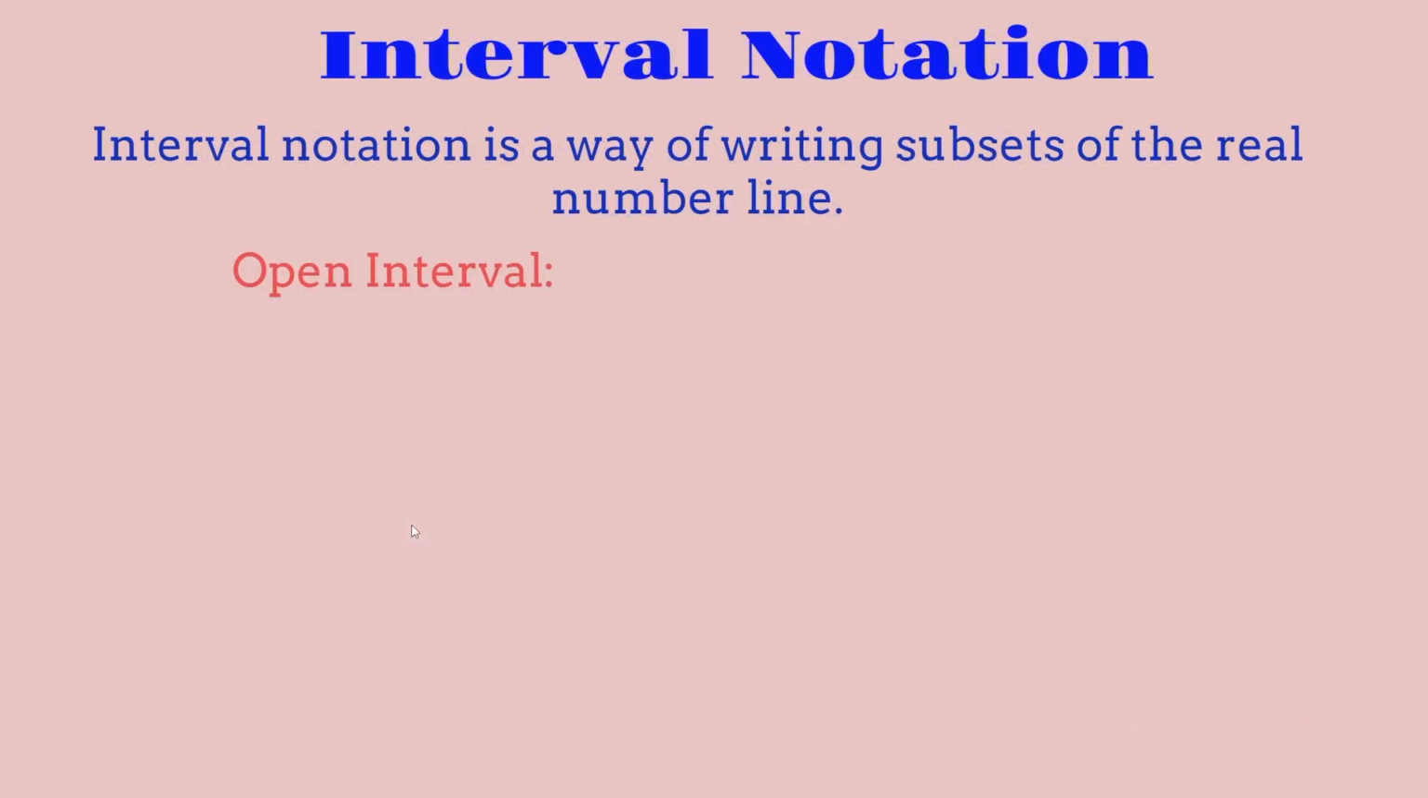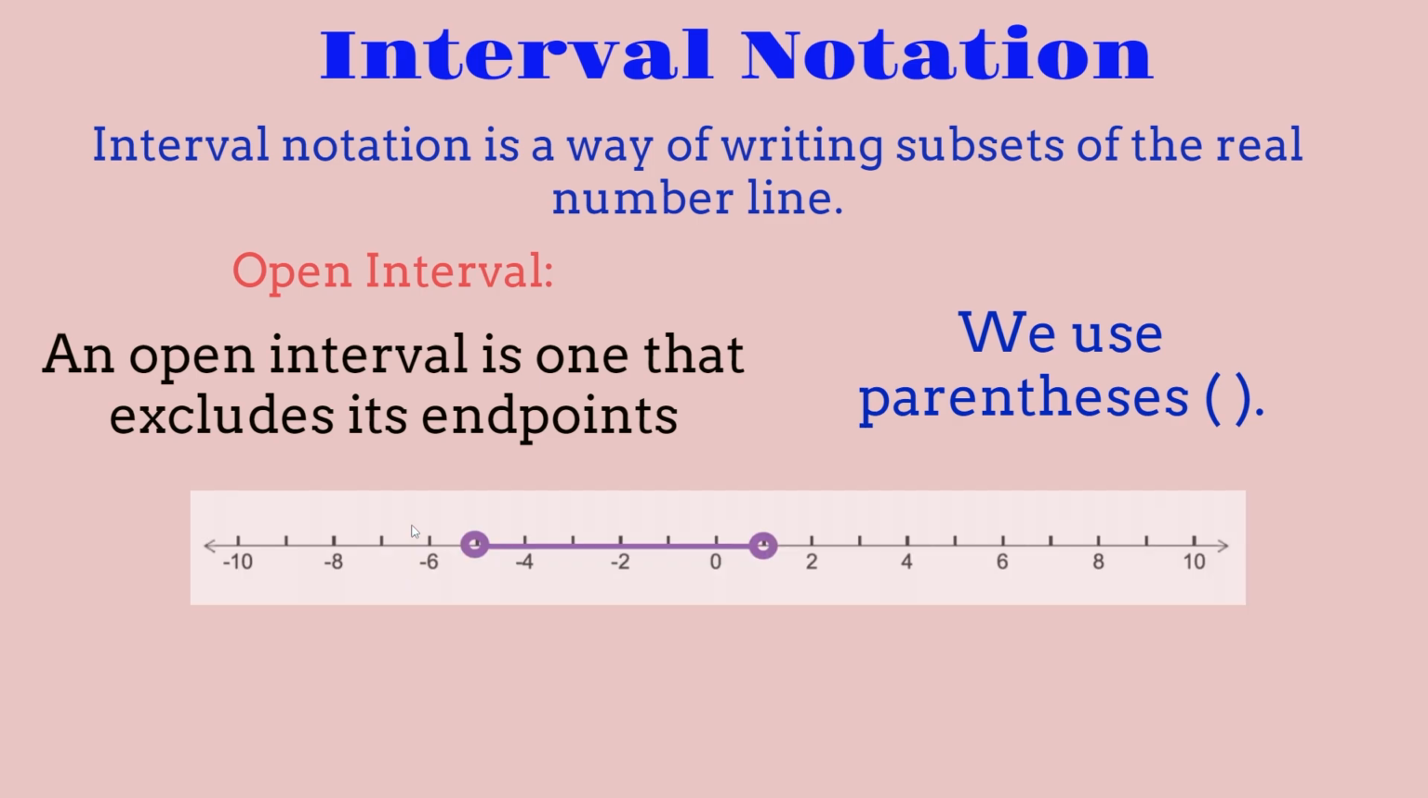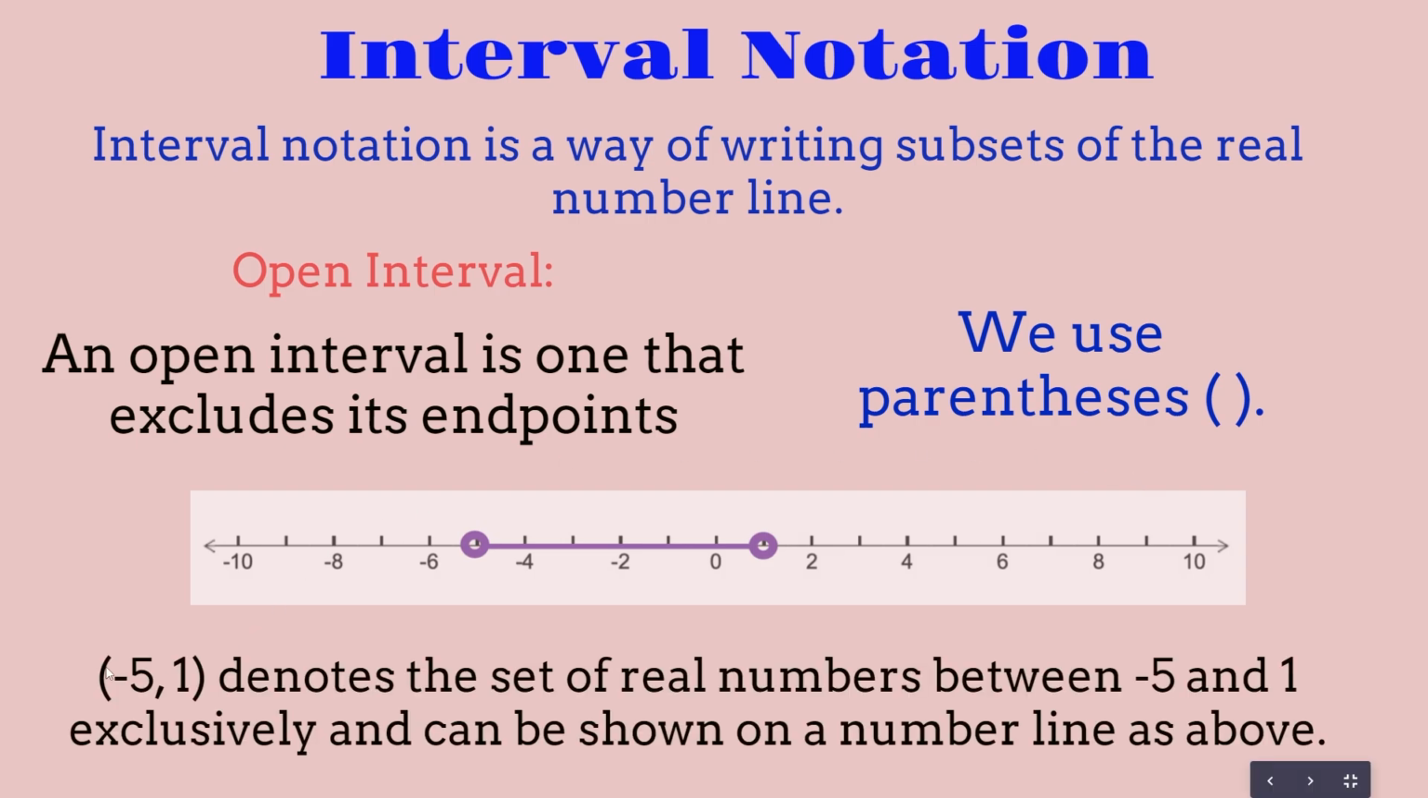Moving on, we can also use open intervals. An open interval is one that excludes its endpoints, and in this case we use parentheses instead. For an example, we can see here what open intervals are. These circles are open, they're not closed. It is still -5 and 1, but we're not going to use the square brackets, we're going to use parentheses because this is open. It's going to look like this instead: parentheses, -5, comma, 1, and then parentheses.